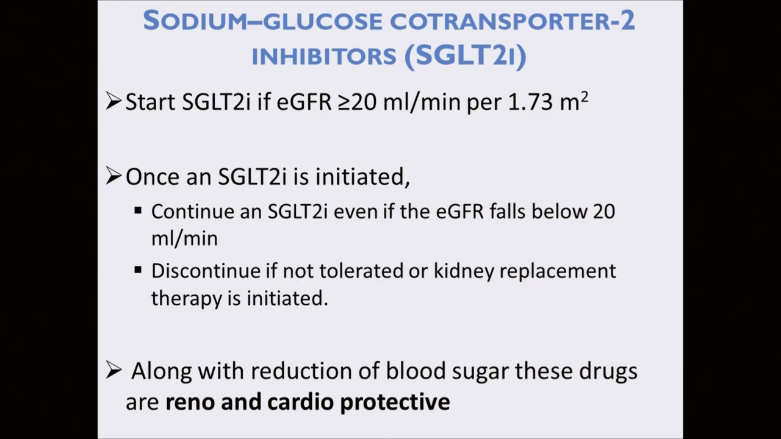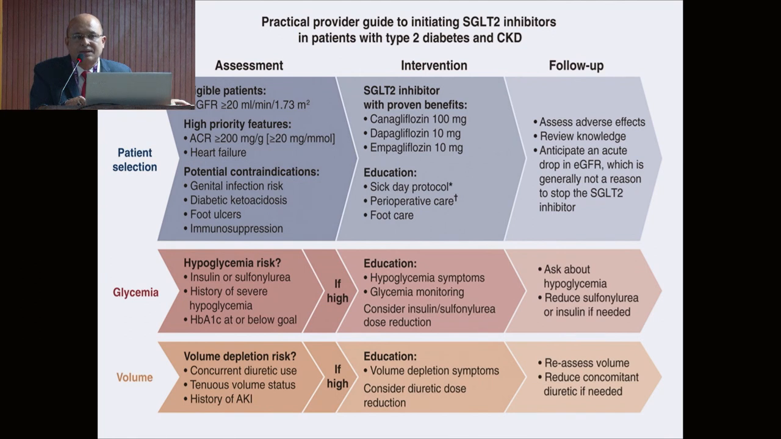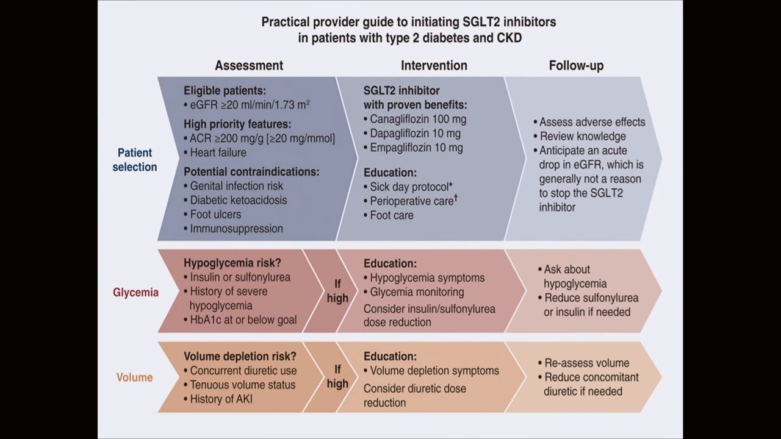Regarding SGLT2 inhibitor, it should be started when GFR is 20 or above. The importance of this drug is that it is a renoprotective and cardioprotective medication. This is a simple guide on how to start SGLT2 inhibitor in patients with type 2 diabetes mellitus and CKD. Patient selection is important. First, here also GFR should be above 20, and proteinuria, that is ACR more than 200 milligram per gram, and potential contraindications are genital infection, foot ulcer, diabetic ketoacidosis, and patients on immunosuppression.